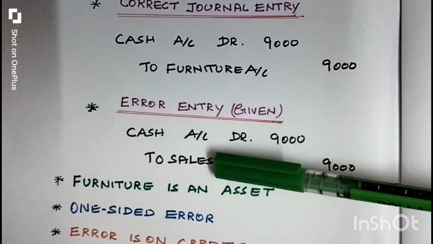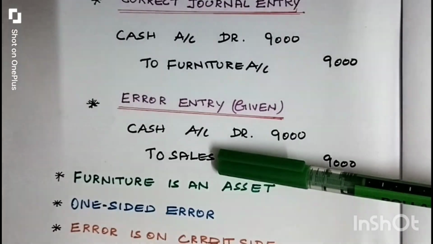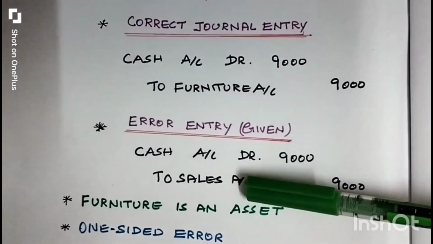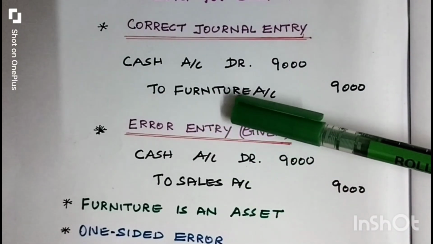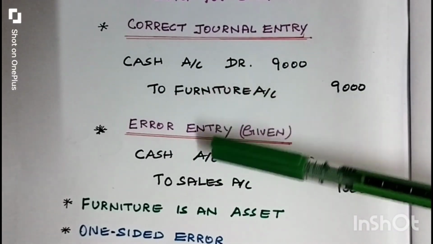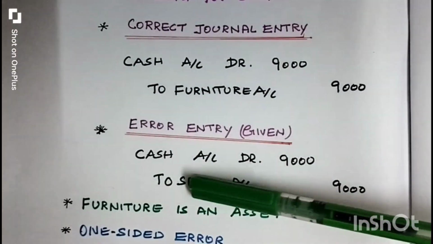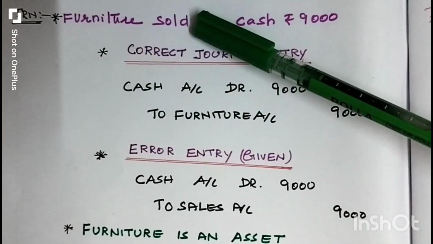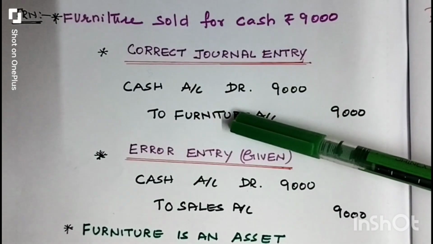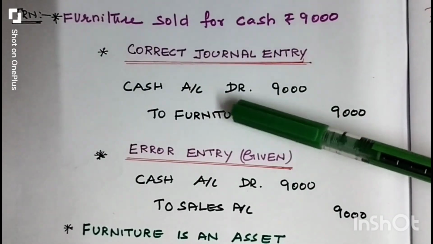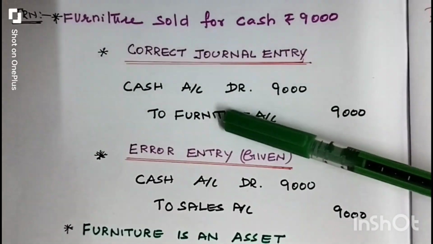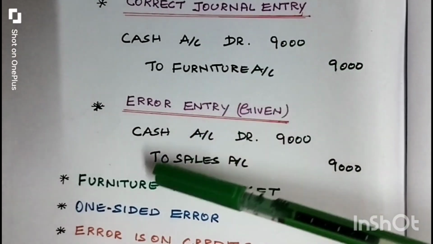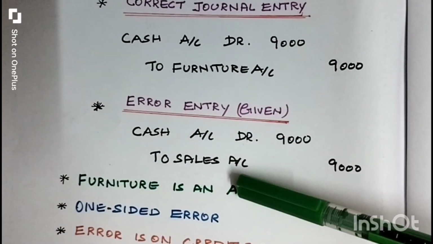This is a one-sided error. So which account is the error? This is a one-sided, credit side error. Of course, the sales account is the error. The furniture account is the correct account because you sold furniture. You have to enter the furniture account. We have to enter the asset account. So the furniture account is the correct account, and the sales account is the error.